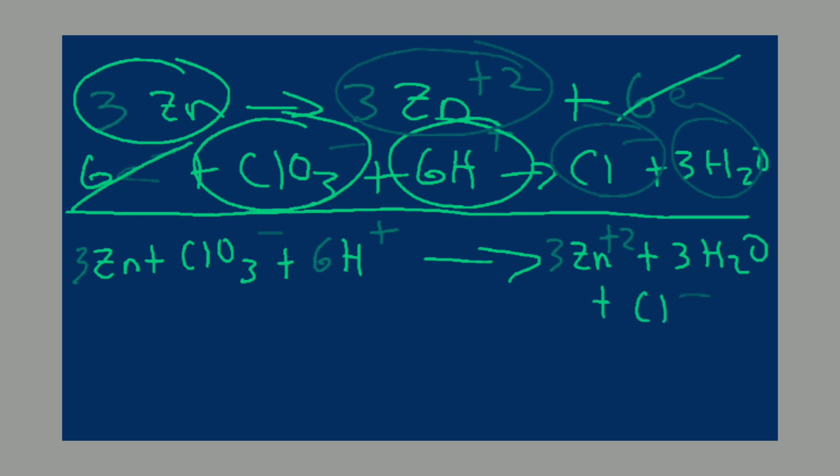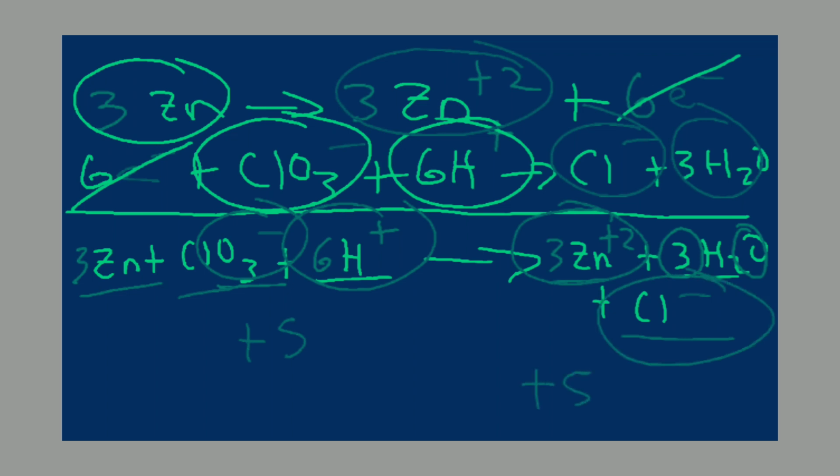So this reaction is balanced, and you can check it. We have 3 zinc atoms on both sides, 6 hydrogen atoms, 3 oxygen atoms, and 1 chlorine atom. Now the charges must balance as well. Notice that the total charge on the left side is 6 plus -1, which is 5. And here it's 3 times 2, which is 6, plus -1, and it's 5.